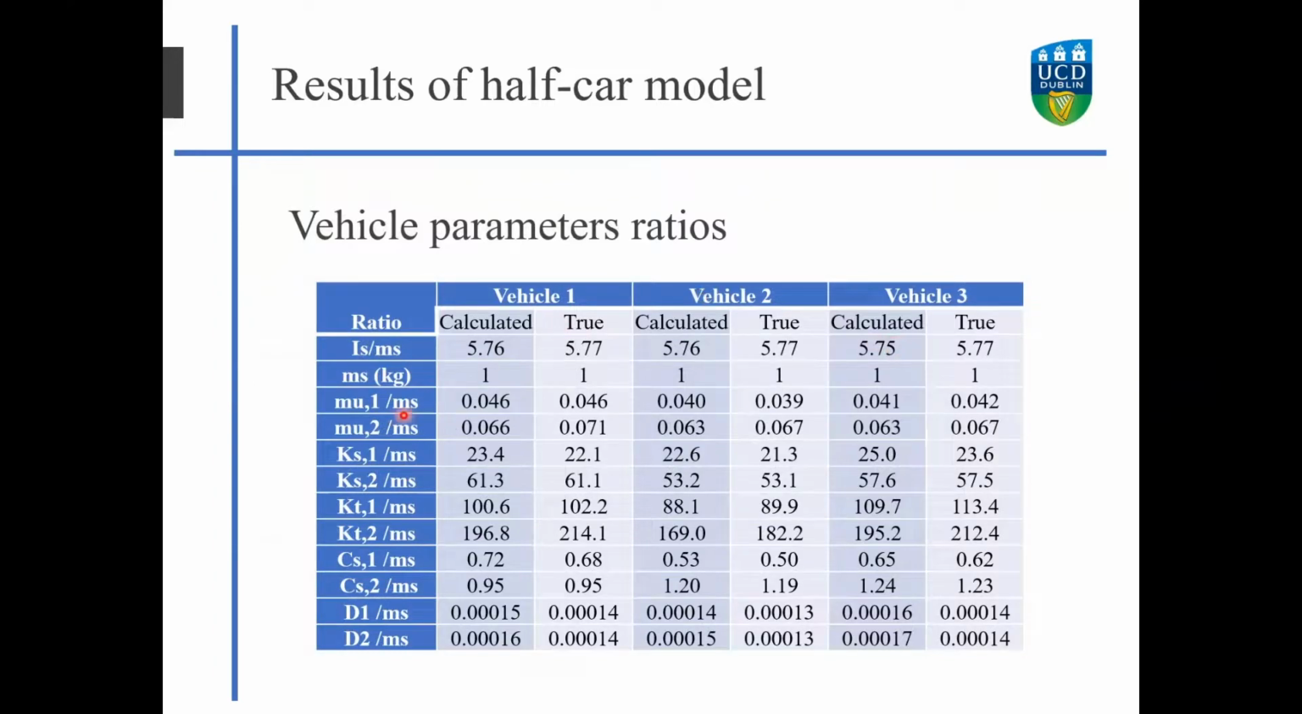Here, the ratio is the other properties divided by the sprung mass. For example, for the first vehicle, this column is the calculated ratio, and the right column is the true ratio. They are very close to the true value. This is the fourth, fifth, and sixth vehicles.